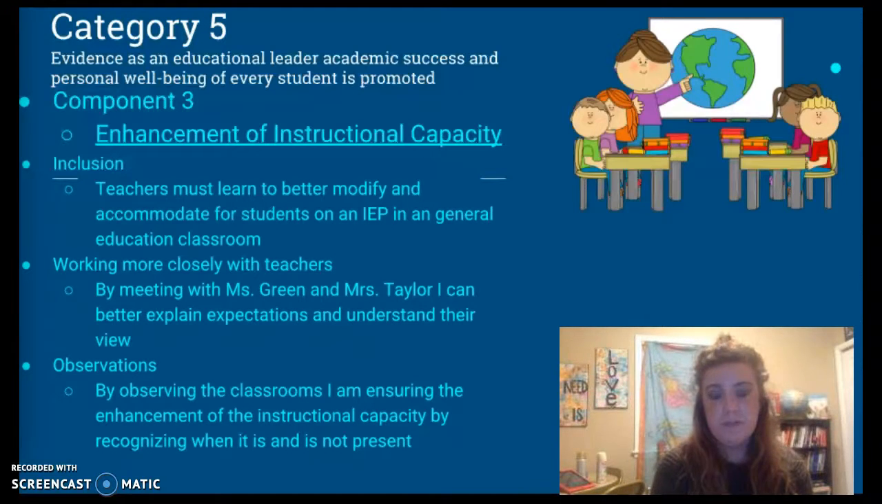because I am ensuring the enhancement of the instructional capacity by recognizing when it is and isn't present, and helping a teacher come up with strategies to ensure that the enhancement of instructional capacity is being met, and recognizing when it is there and helping them implement how to make it more present and how to raise the ceiling on their capacity.